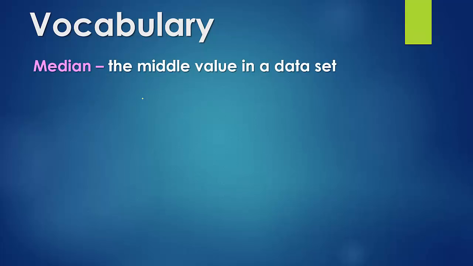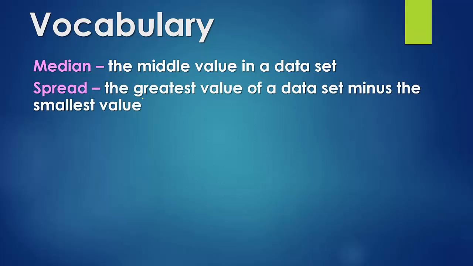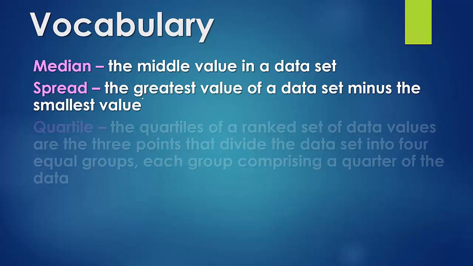All right, median. That is the middle value in a data set, not to be confused with mean or average. So if you list the numbers, it will be the one that's smack dab in the middle. Spread, that is when you take the greatest value of a data set and subtract the smallest value. That'll give you the spread.